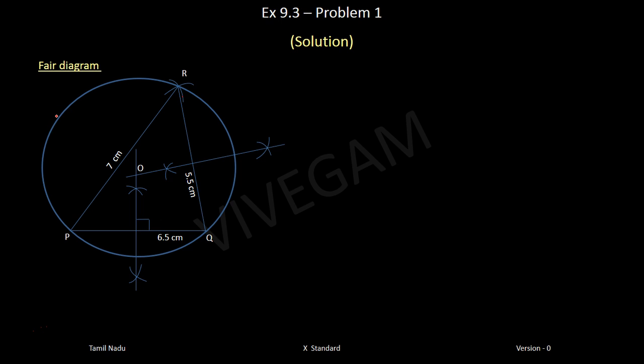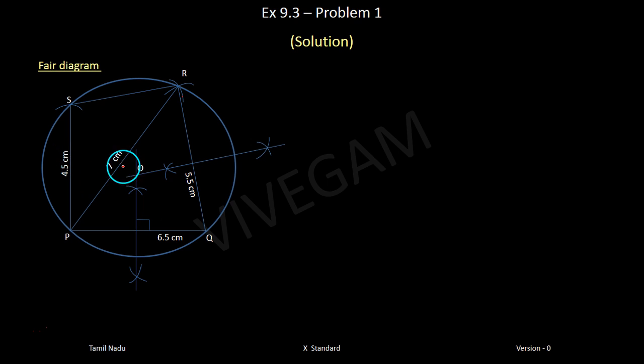But we know PS is 4.5 centimeter and it's a cyclic quadrilateral, which means S is lying on this circle. So with P as center and radius of 4.5 centimeter, draw an arc, and that point is S. Now all you need to do after this is join P and S and S and R. That's all. Now you can put all the labels.